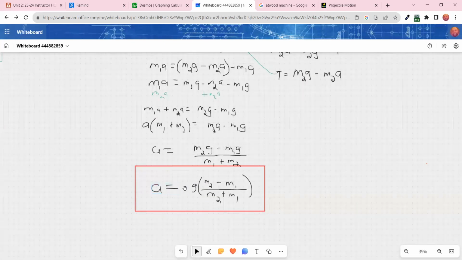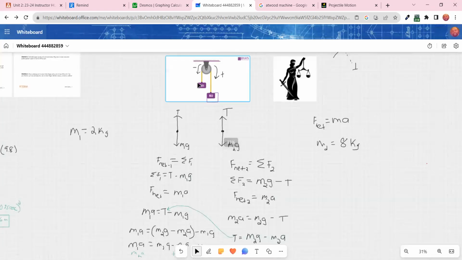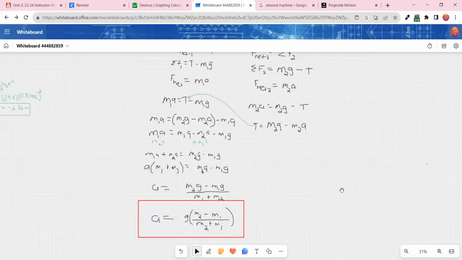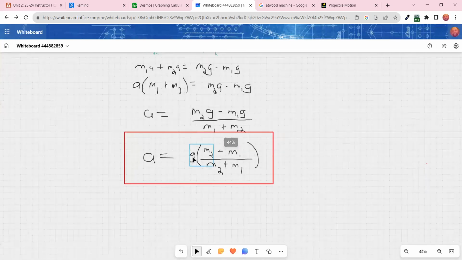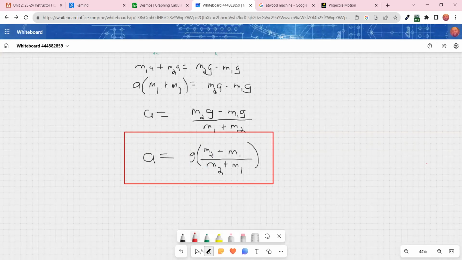The acceleration of an Atwood machine is equal to gravity. You know it can't be greater than gravity. Gravity on Earth at most is 9.8. These would fall at 9.8, but they slow each other down. So gravity would be 9.8 if they weren't connected, but they are connected, so we multiply it by a fraction. That fraction is equal to this right here. Let's try it out. We have A is equal to G.